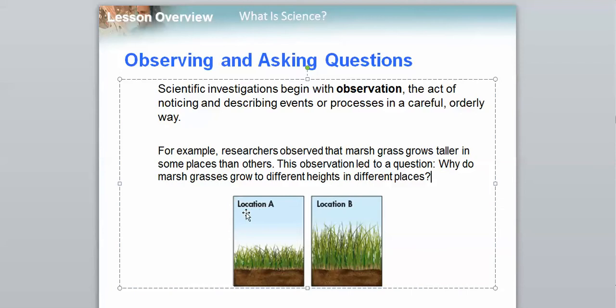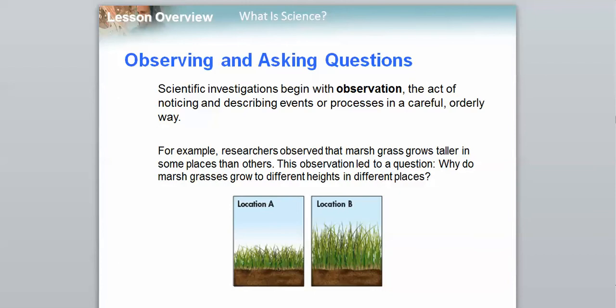Researchers walking around see two different locations, with the exact same marsh grass, and they wonder why location A has shorter grass than location B. That's their observation, and their observation almost leads directly to a question. If you make an observation and then don't ask a question, then you're not really thinking like a scientist. So that's the first step, observation and asking questions. They seem to go hand in hand with one another.